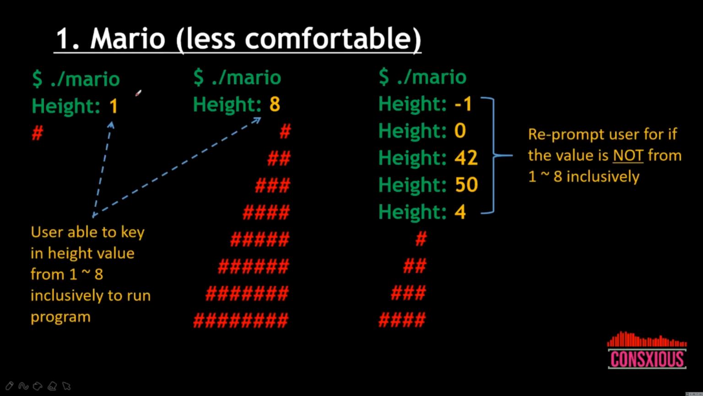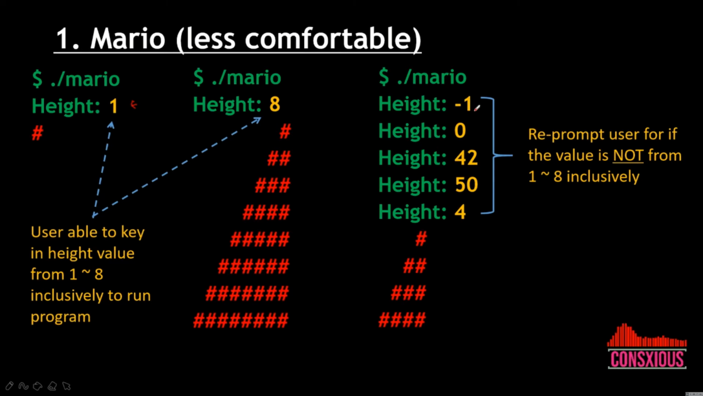Okay, so the program we're going to do is something like this: you type ./mario. The program will ask for the height, and the user will key in the value here. The program will take a value between 1 and 8, inclusive, to print out the hash structures. For example, if the user keys in 1, we print 1 hash; for 8, there will be 8 hashes.